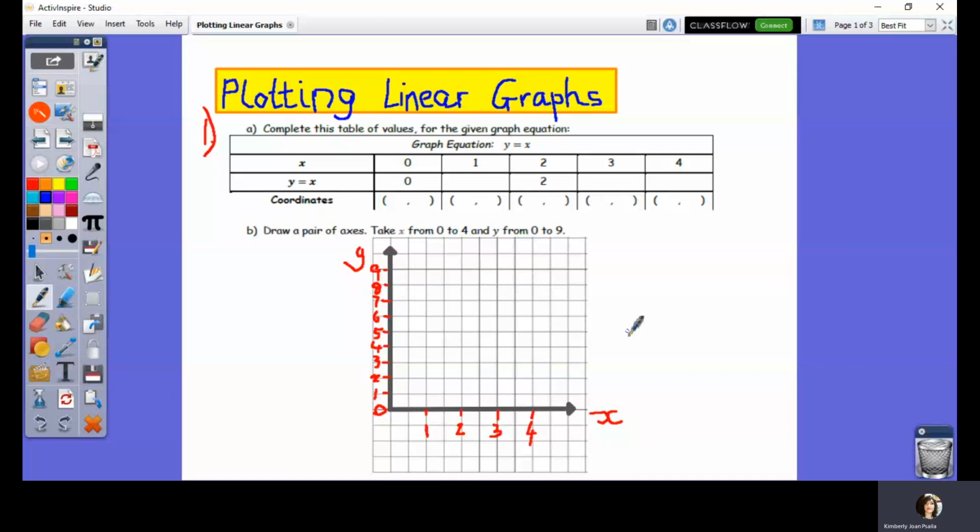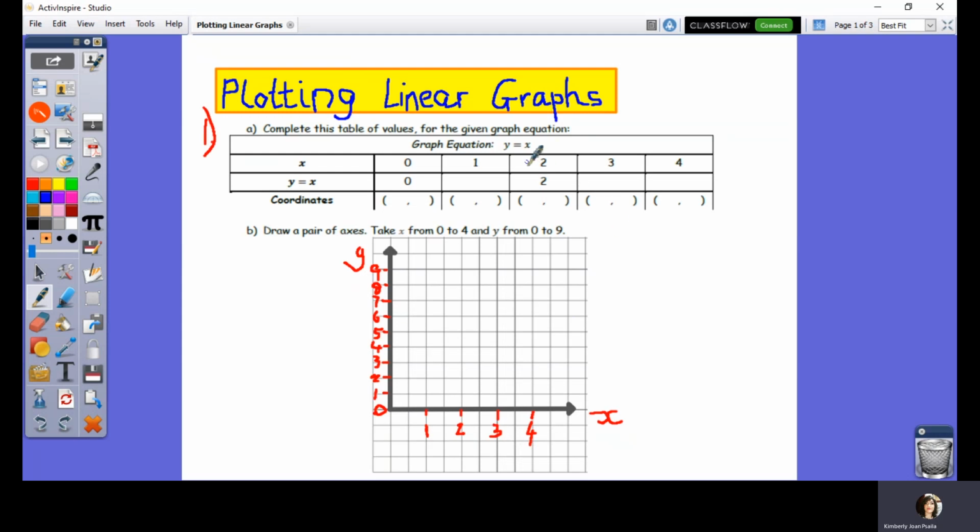Hello again. Okay, so in this video, I will show you how to plot a linear graph. The first few examples will be very easy so that you will definitely understand well how to plot a graph. Now, to plot a graph, you need certain steps.